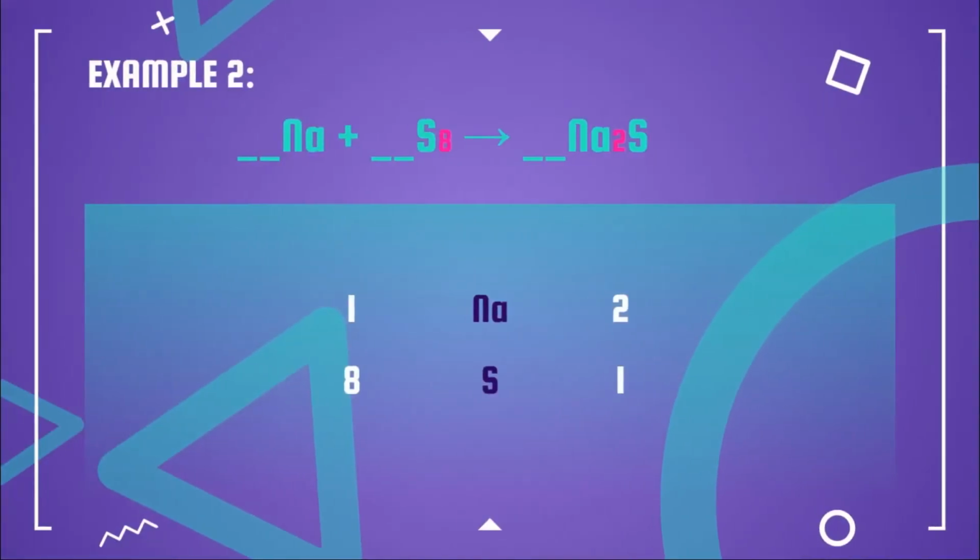Let's try another example. Na plus S8 produces Na2S. First, we must do the easy move and add the coefficient 8 to the third variable to make the number of S atoms 8, the same as the reactant side. Changing the coefficient in that variable also affected the number of Na atoms, so now we must balance that. Making the first variable's coefficient 16 should equalize the number of atoms, thus balancing this equation.